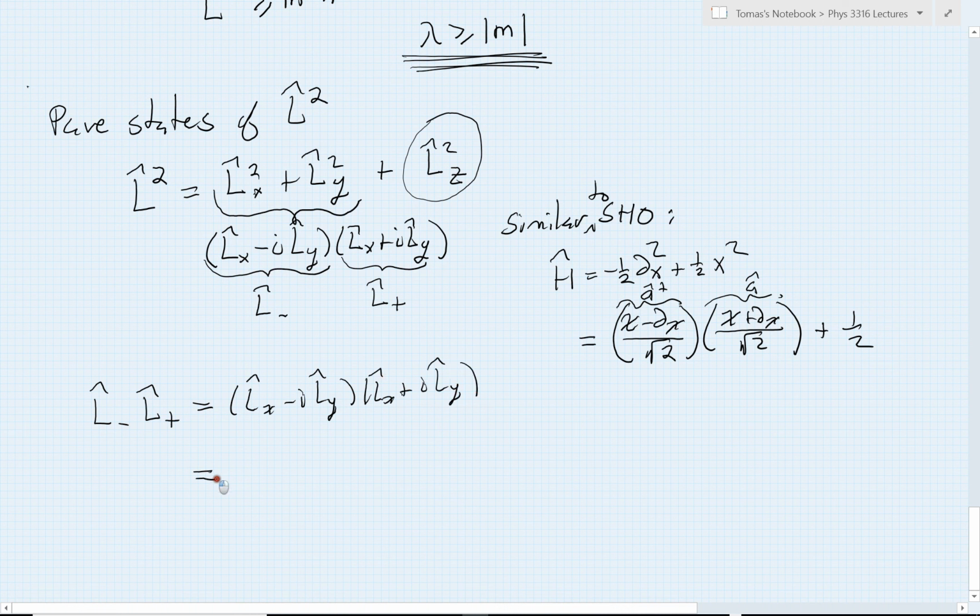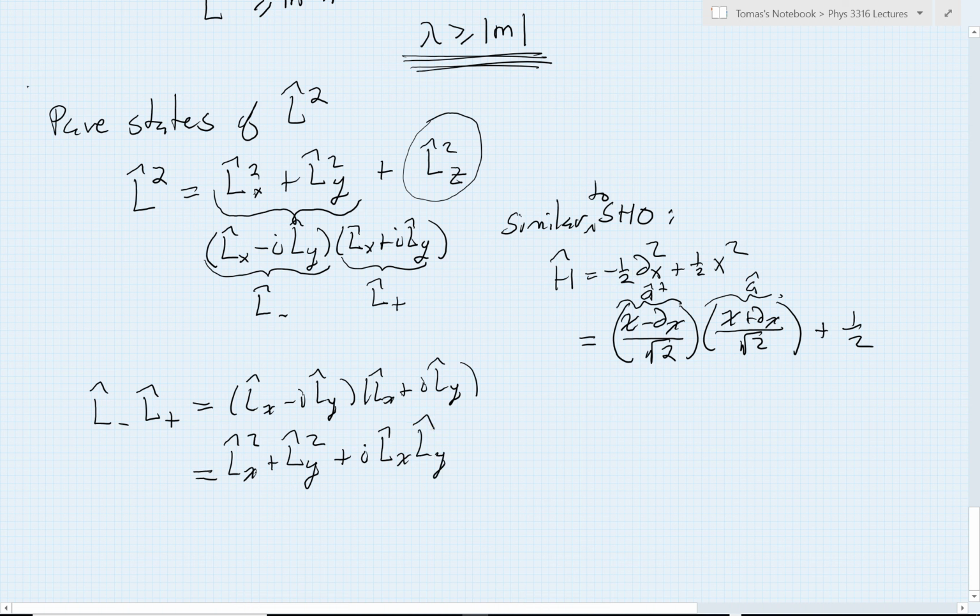As we had already discussed, the terms that link the like pieces, Lx times Lx, is Lx squared. The Ly pieces give me plus Ly squared. This is great. Those are the two pieces that I really wanted. Now there are some additional pieces. I have Lx times plus i Ly, so I can write that as i times Lx Ly.